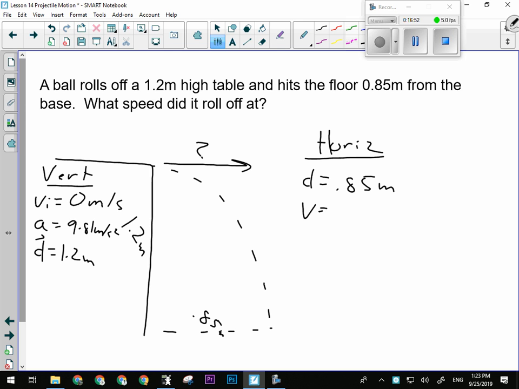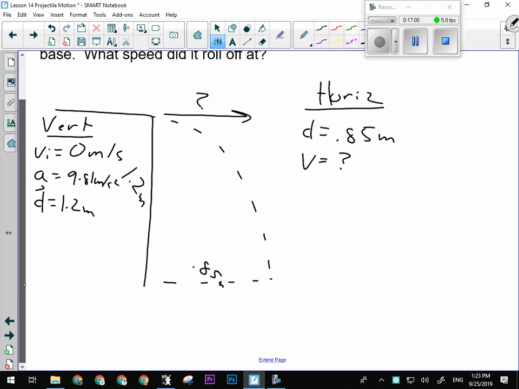If I'm going to find out how fast the ball was moving horizontally, I need a time. Can I find time with my vertical information? It happens this way, guys, with most of your projectile motion problems. You're going to have to find enough information to get time, then you can apply time to the other side and solve the question. So in this case, we're going to use d equals vi times t plus 1/2 at squared, and we're going to solve for t.